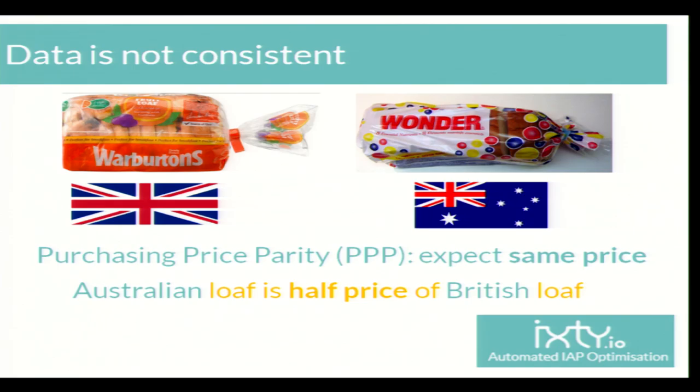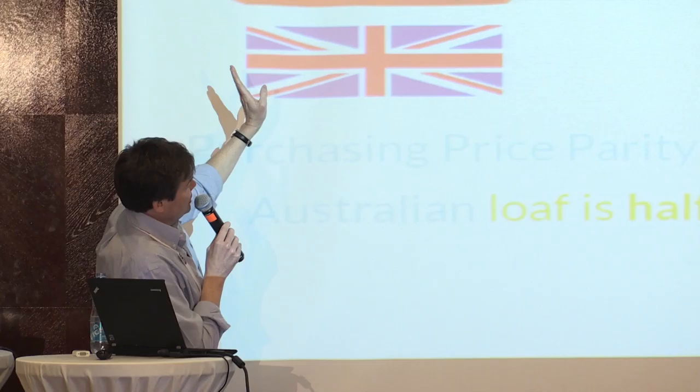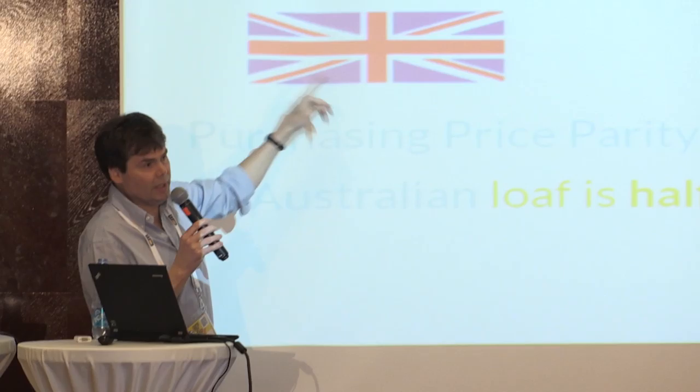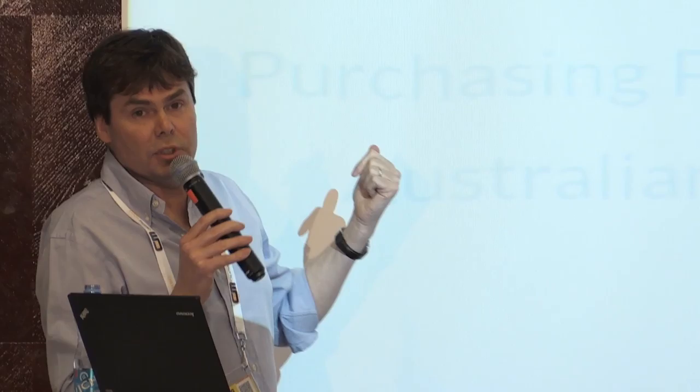And here's an example of something that can surprise. Here's a loaf of bread from England. Don't buy that bread, it's absolutely horrible, but I don't recommend that one. There's the same loaf in Australia, same similar loaf. You'd expect, looking at purchasing price parity, doing a currency conversion, you'd expect those to be exactly the same price. They're not. The Australian loaf is half the price of the English loaf.